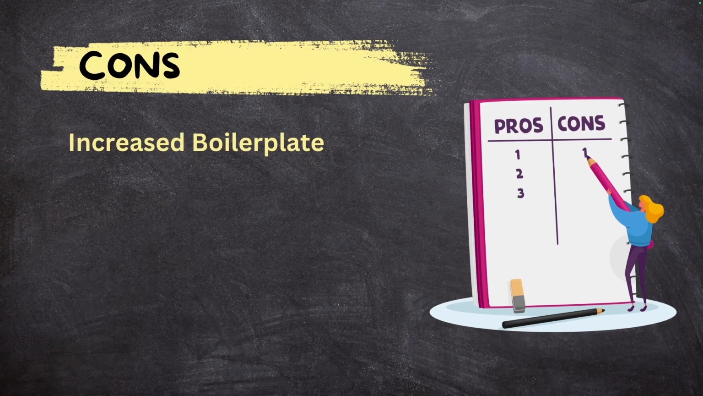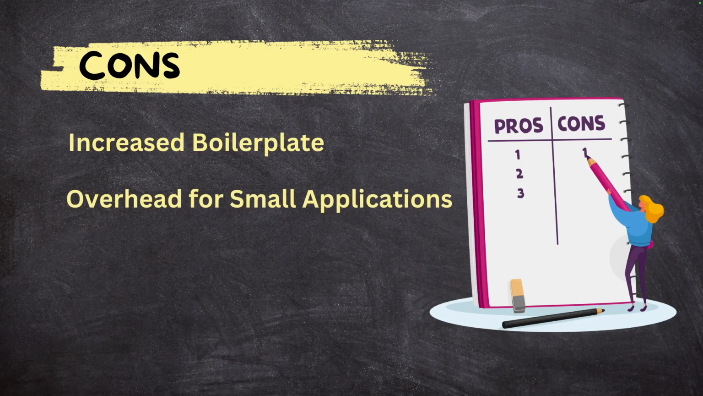The first one is increased boilerplate. This pattern introduces more files and boilerplate code, which can sometimes be a downside for a smaller application or a very simple component, as you will always have a container file and a presentation file. Next one will be overhead for smaller applications. Sometimes for smaller applications or components with very minimal logic, the separation might feel like over engineering. Third will be the potential prop drilling.